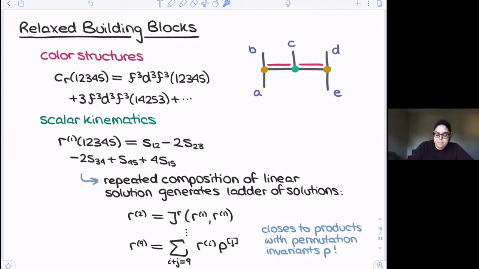If we compose R1 with itself to make a new relaxed solution, we actually end up getting all possible quadratic solutions to the relaxed constraints. And you can repeatedly compose with R1, so on and so on, and you get all the solutions you could ever want for relaxed constraints. And then finally at ninth order, the structures close to the lower point solutions times permutation invariance. So R1 gets you everything.